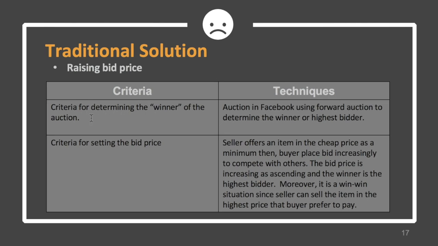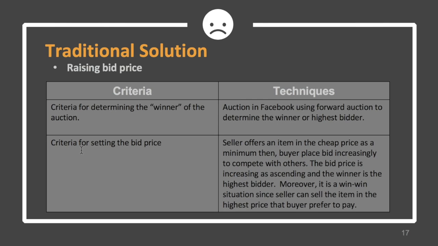The first one is criteria for determining the winner of the auction. Auction in Facebook uses forward auction to determine the winner, the highest bid price. Forward auction takes the form of a single seller offering an item for sale, with buyers competing to secure the item by bidding the price upward. The second one is criteria for setting the bid price. The seller offers an item at a cheap price as a minimum. Then buyers place bids increasingly to compete with others. The bid price increases in ascending order and the winner is the highest bidder.